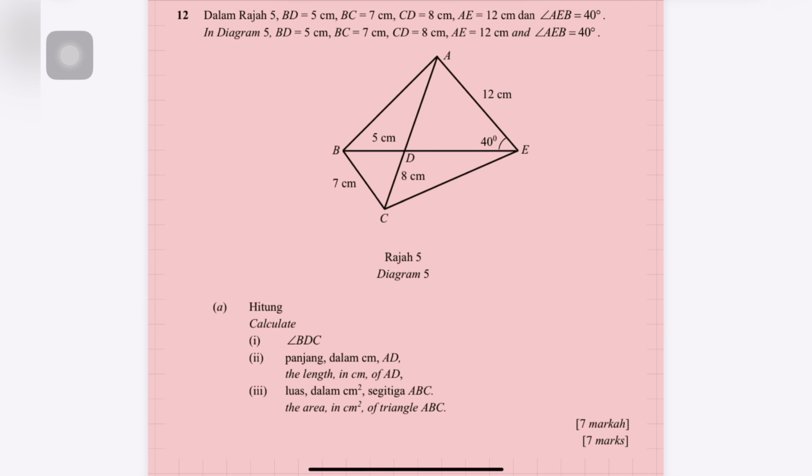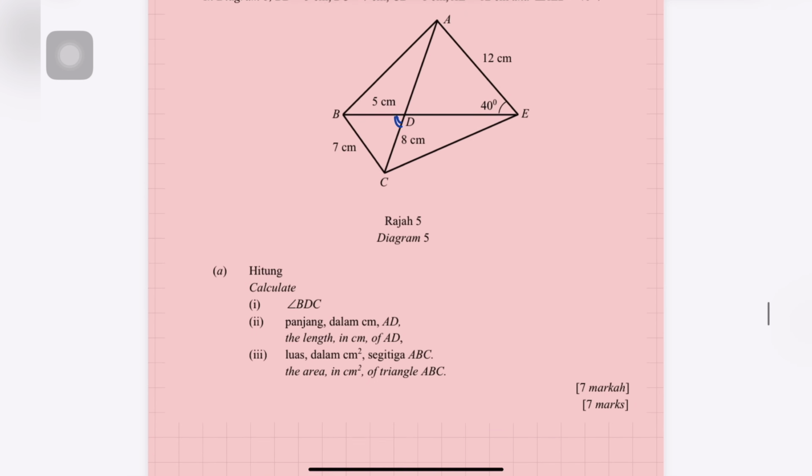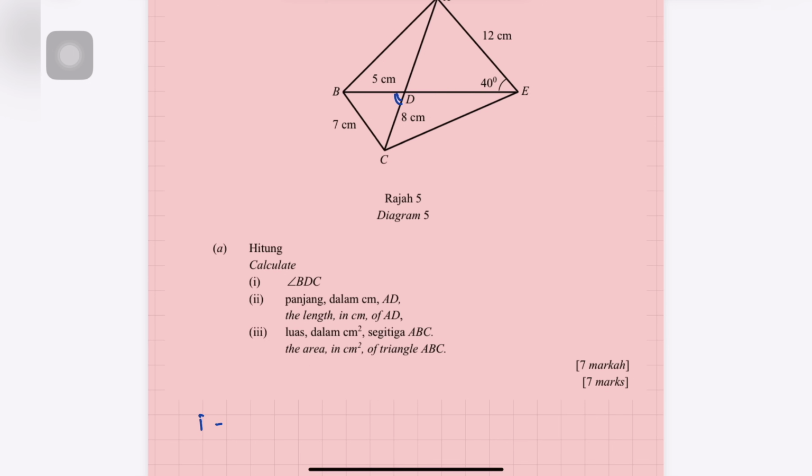Question number 12. In diagram 5, BD equals 5 cm, BC equals 7 cm, CD equals 8 cm, AE equals 12 cm, and angle AEB equals 40 degrees. A, calculate (i) angle BDC. Okay, so to find angle BDC, we can use the cosine rule. The opposite side is 7, so 7 is the subject. 7 squared equals 5 squared plus 8 squared minus 2 times 5 times 8, then cos angle BDC.